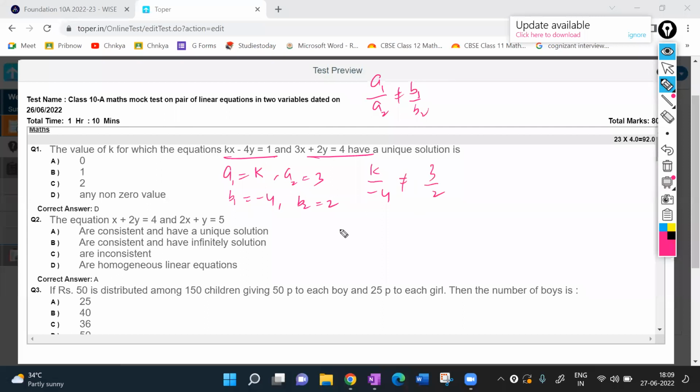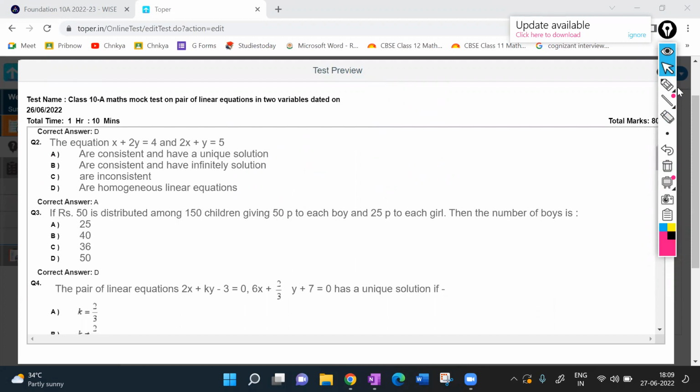Correct? Now tell me how many of you did this question? Sir, I did it, right answer. Very good. So K by 3 is not equal to -2, so 2K is not equal to -12, K is any non-zero value. So 0 is not possible, 1 is not possible, 2 is not possible. From the given options, D is the only correct one. Next.